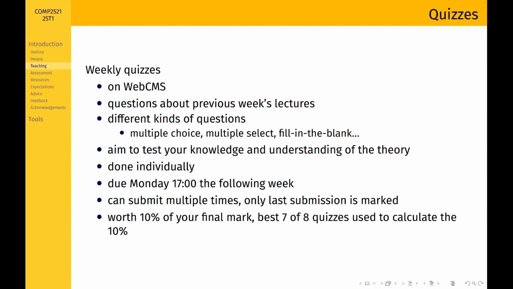Okay, so the quizzes aren't timed. When you open the quiz, it's not going to be like you have 1 hour left. The quizzes will remain open, and you can submit them whenever you want. You can submit multiple times, but only your last submission will be marked. So you can start on Sunday, submit the quiz, and then come back and do the remaining questions. All right, and quizzes are worth 10% of your final mark.